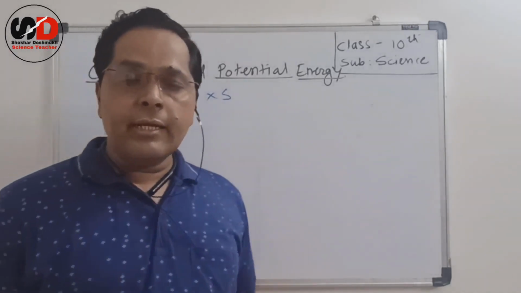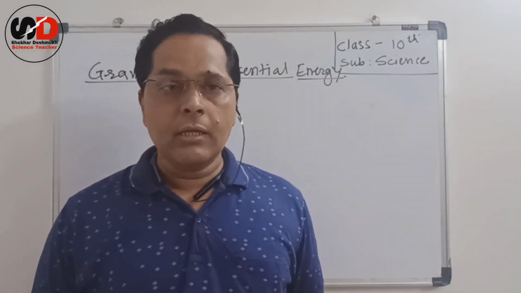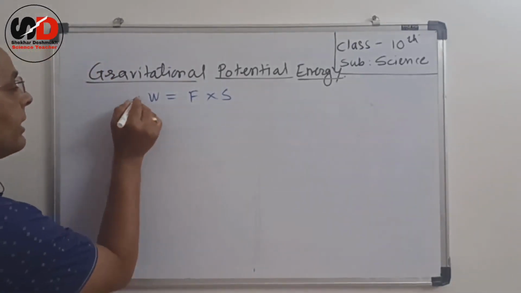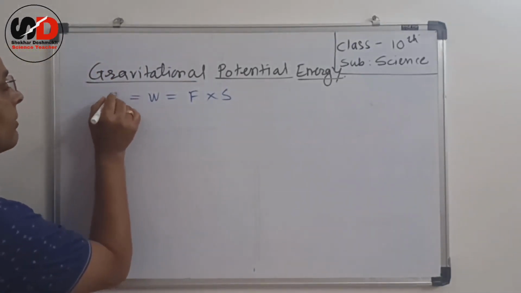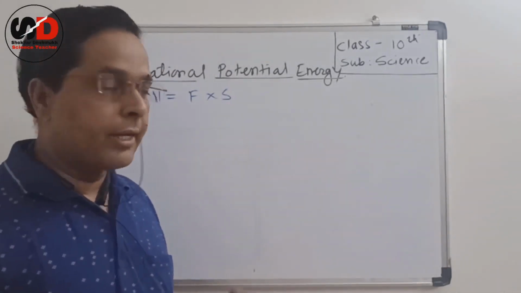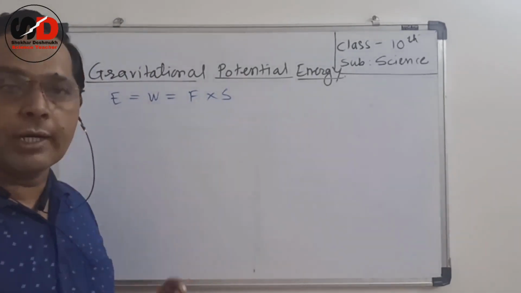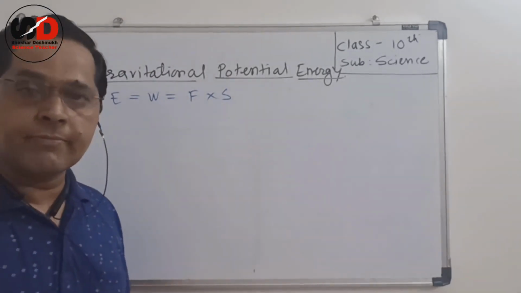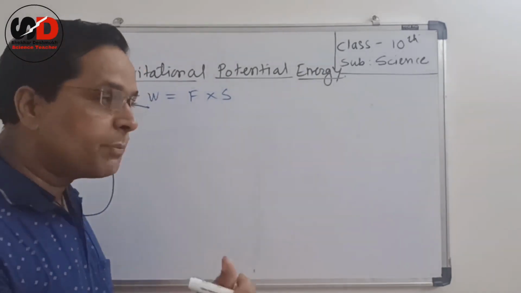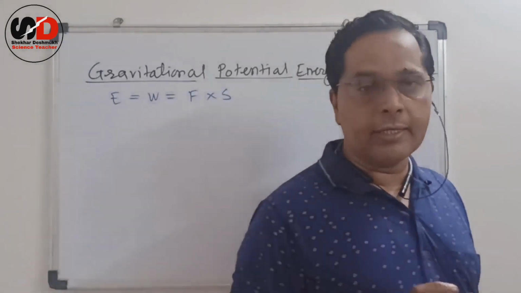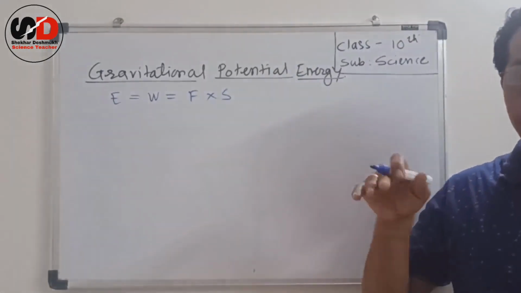And what is energy then? Energy is nothing but equal to work, because it is the stored ability to do work. The energy itself converts into work, and therefore it is calculated by F into S. What is potential energy? We know the two types of energy, potential energy and kinetic energy.